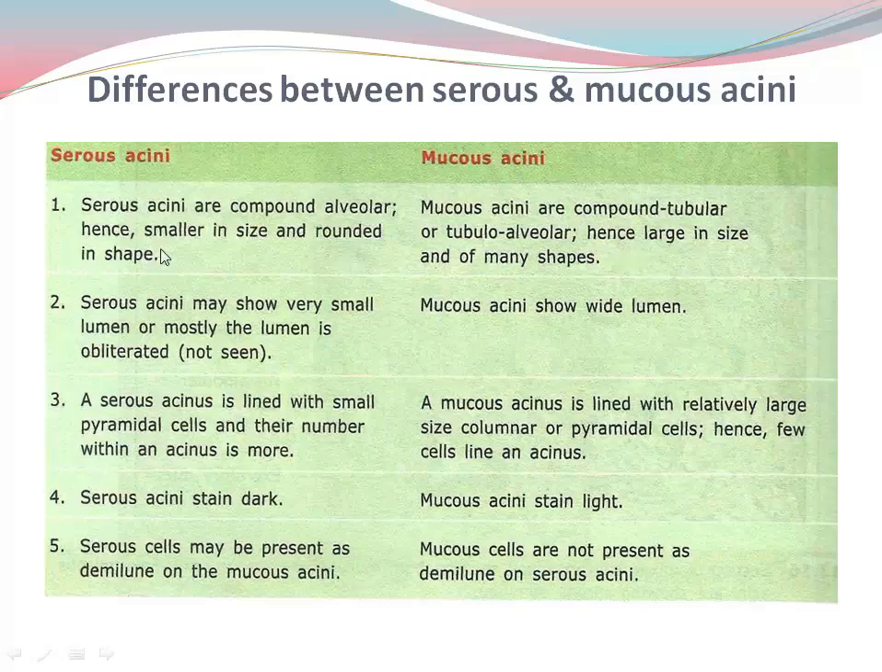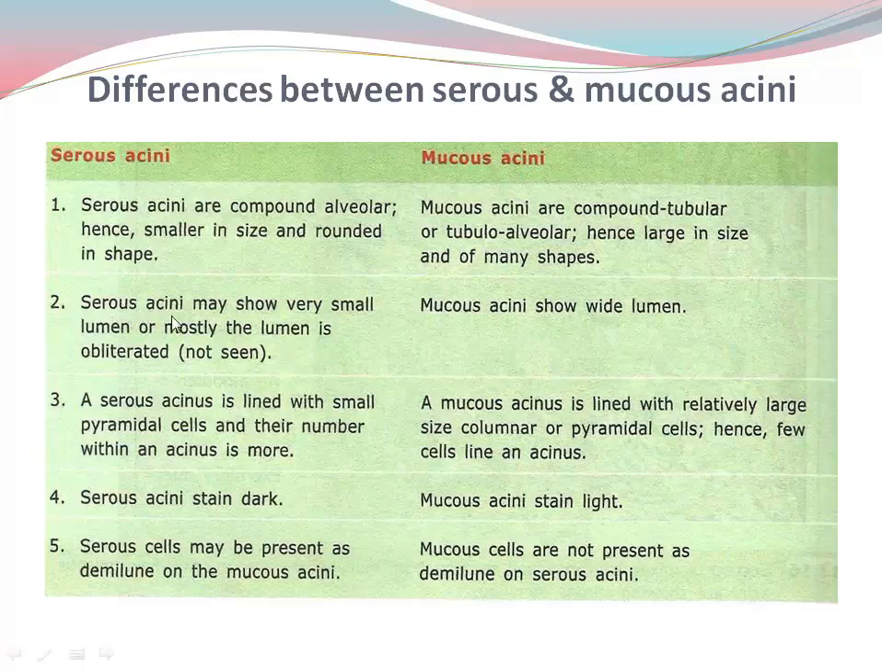So serous acini are compound alveolar, so they are small in size and round in shape. As mucous acini are compound tubular or tubulo-alveolar, they are large in size and occupy a lot of space, and they come in many shapes. That bunch structure goes on increasing.